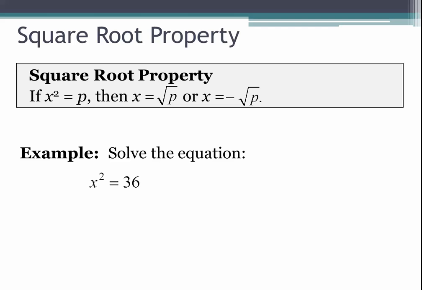the square root. So we're going to take the square root of both sides, which on the left-hand side, the square root will cancel out the squared. And on the right-hand side, we have to remember that it's necessary to keep in mind the negative possibility of the square root of 36. So we have x equals positive and negative 6.